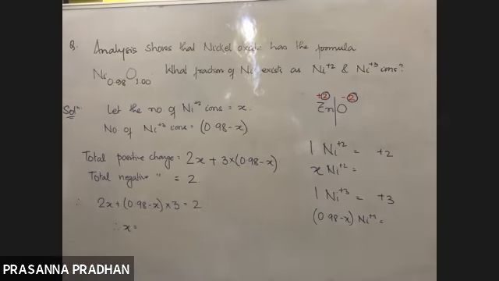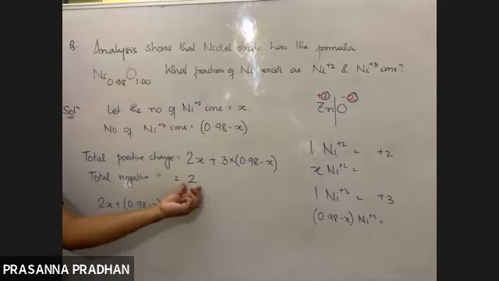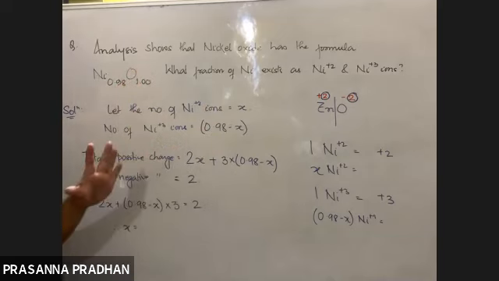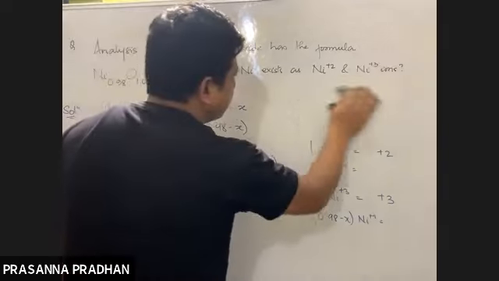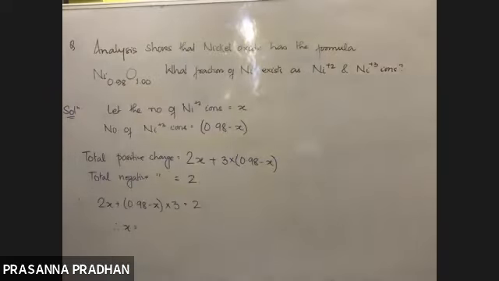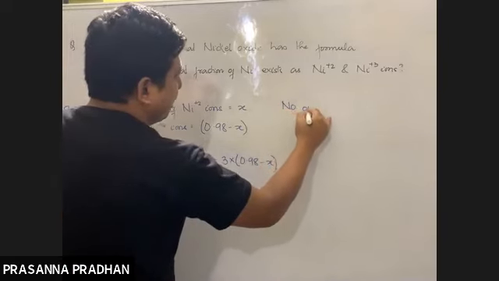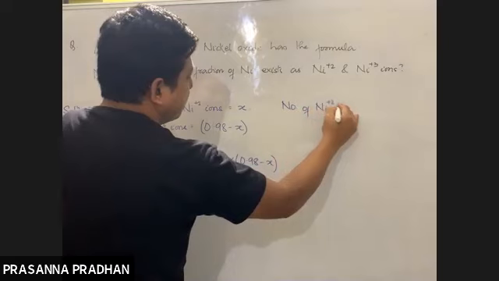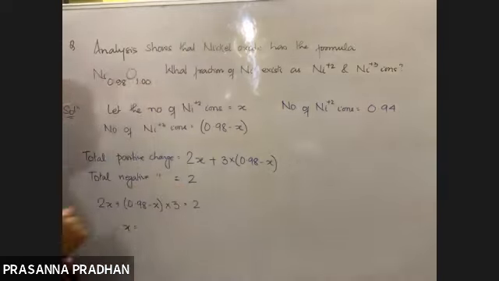Do you understand what I am doing? The total positive charge should be equal to the total negative charge, which is 2, because the oxide charge is 2. So calculate the value of x. What is the value of x? Solve it, it's easy. 0.94. Good, 0.94.